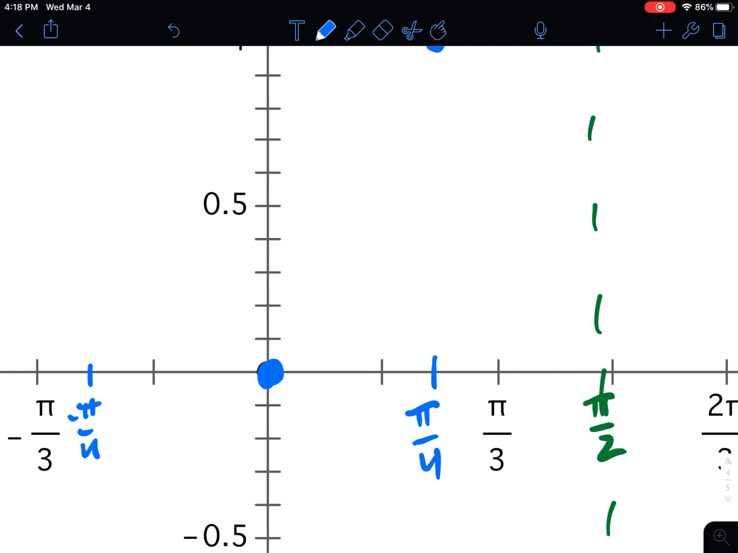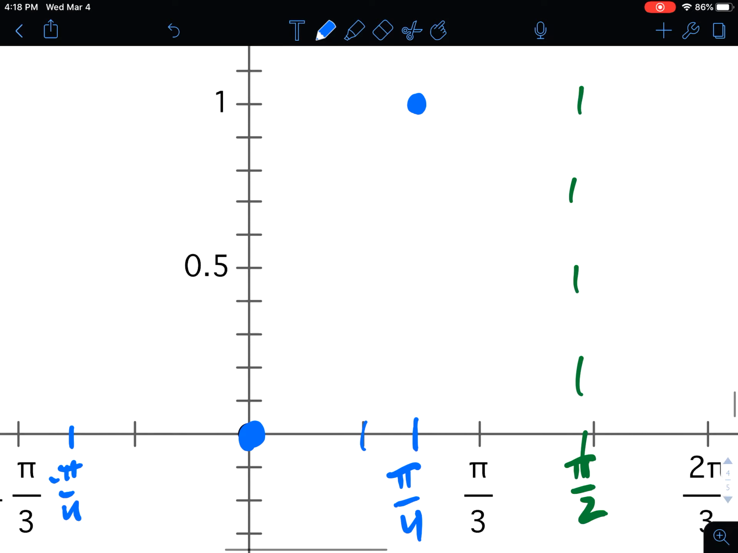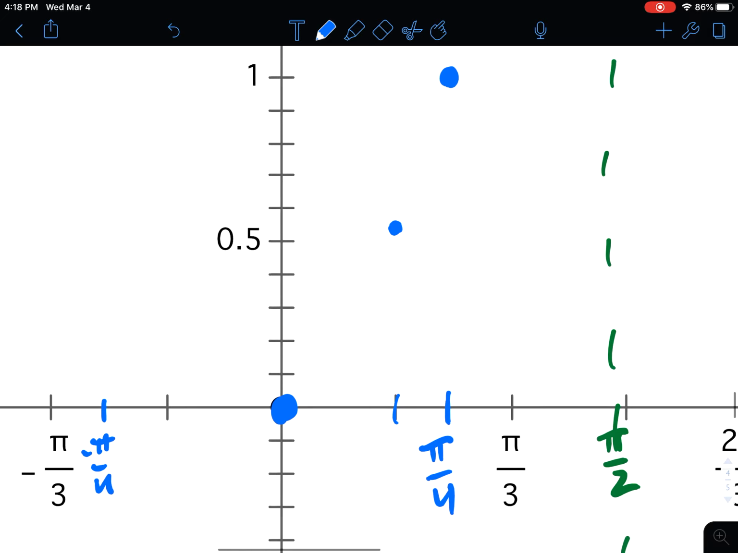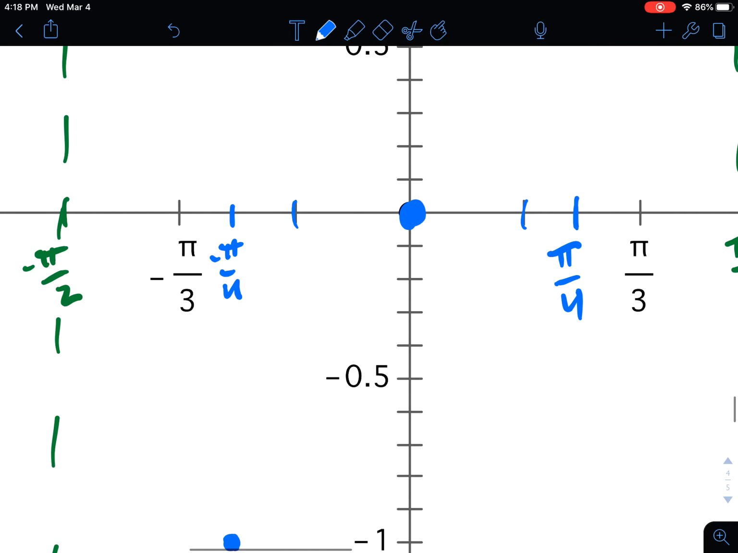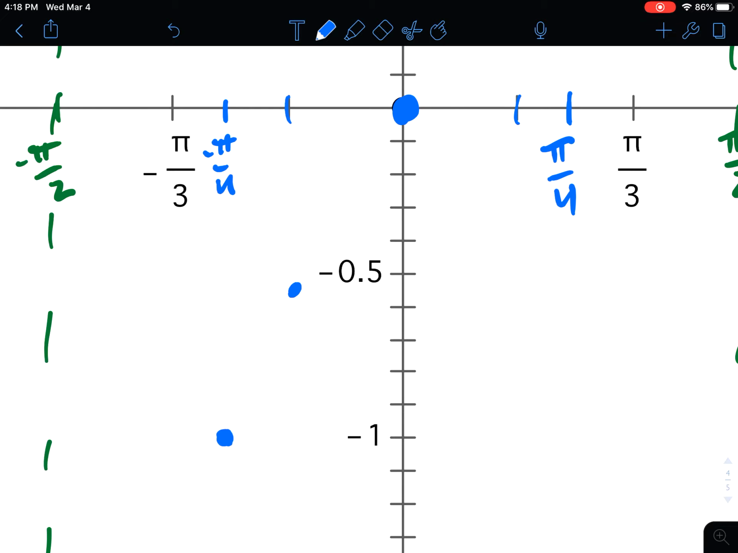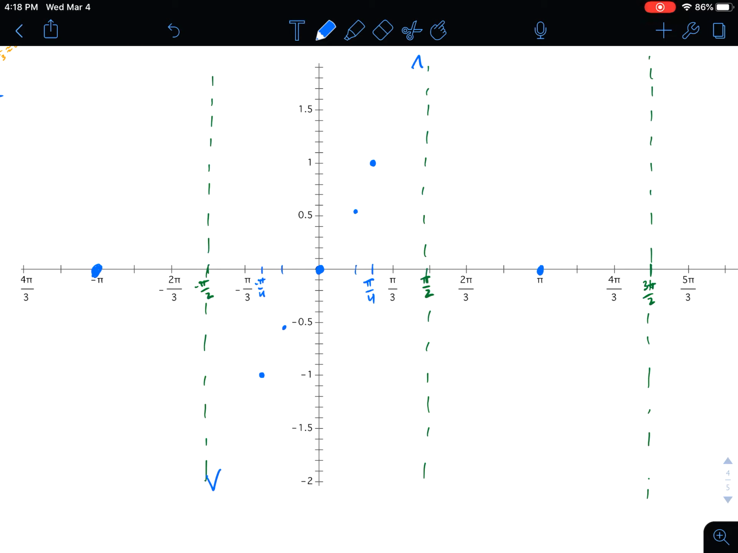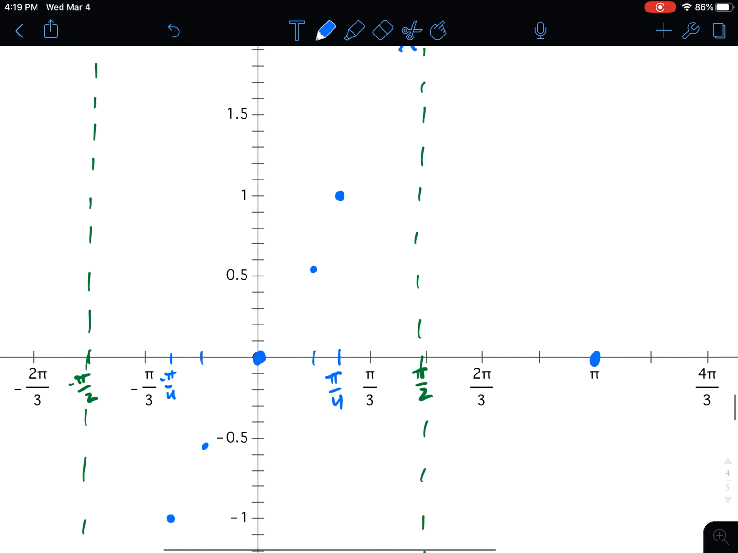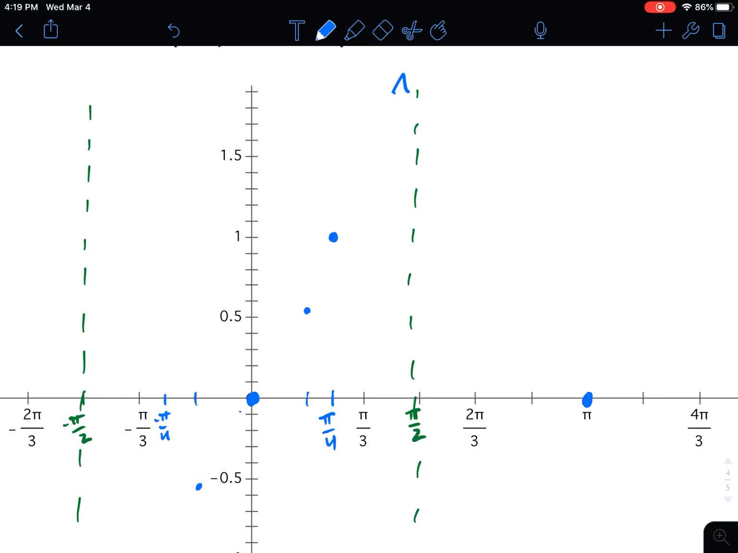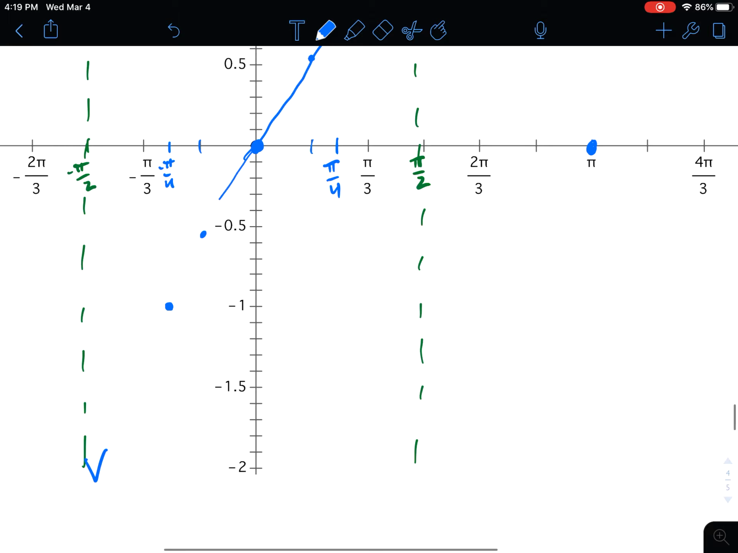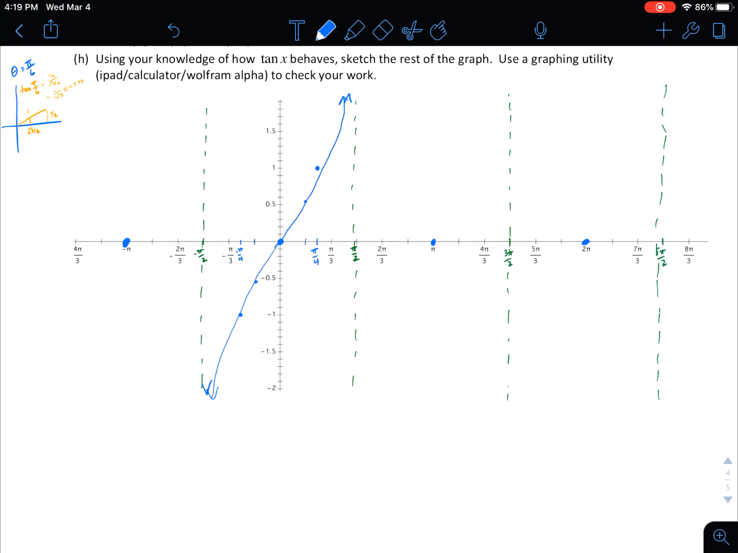So dropping that one in, pi over 6 is right here. So that is going to be a little bit higher than 0.5. And then tan of negative pi over 6, as you would suspect, would be the negative version of that. Wow, it looks like tan might be an odd function. That's pretty cool. And so putting these all together, we see a tan curve starting to emerge. And it looks something like this. And then it repeats itself.